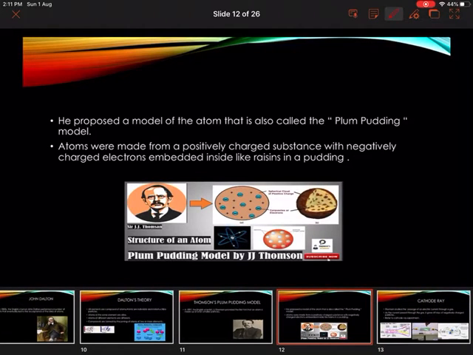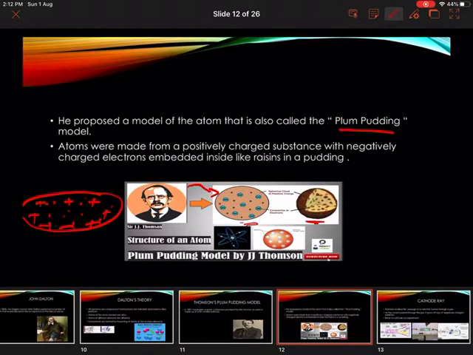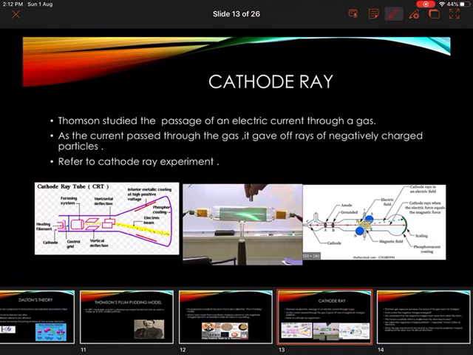J.J. Thomson proposed a model. He thought that the atom, all of it, is positivity everywhere, and electrons are embedded in between, like raisins embedded in a pudding. This is what he proposed, a model of the atom. We call it plum pudding. Atoms were made from a positively charged substance with negatively charged electrons embedded inside them like raisins in a pudding.